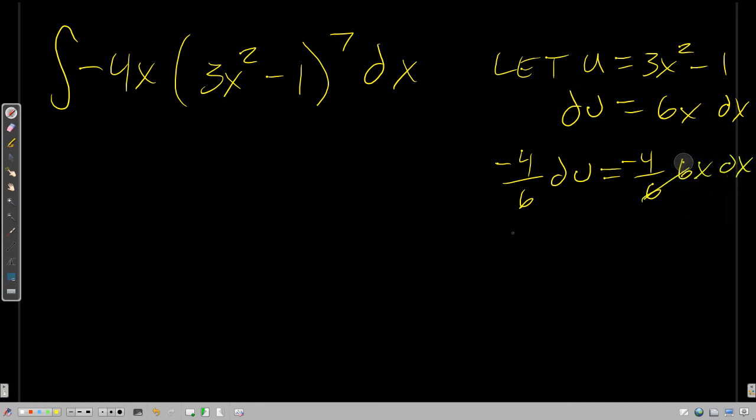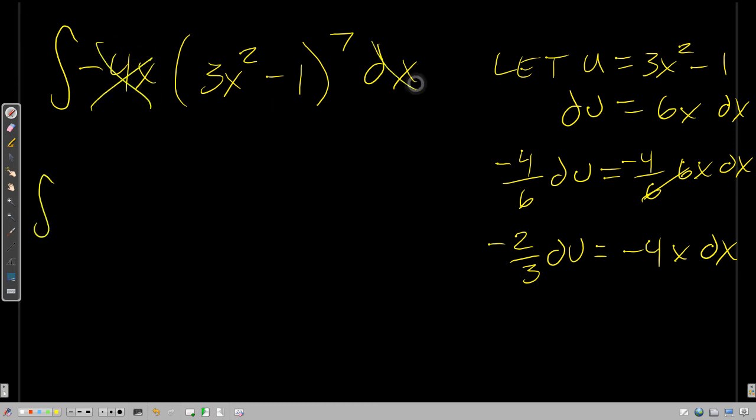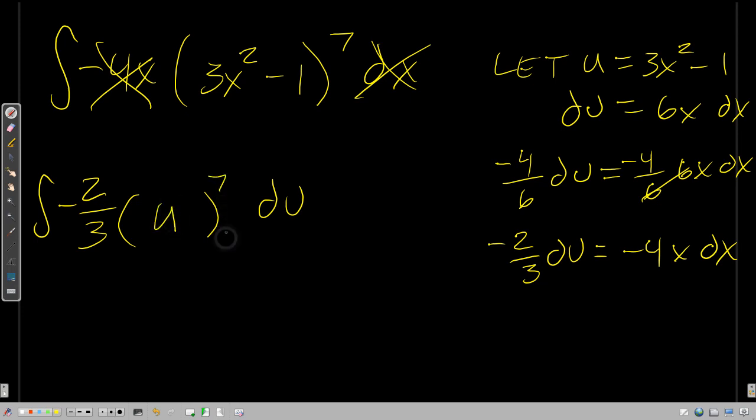Then the 6's cancel, and you've made it happen. So this would become the integral, and now instead of me putting a minus 4x dx, I can just put minus 2/3 du. And instead of putting all that stuff to the 7th power, it's just going to be u to the 7th power.